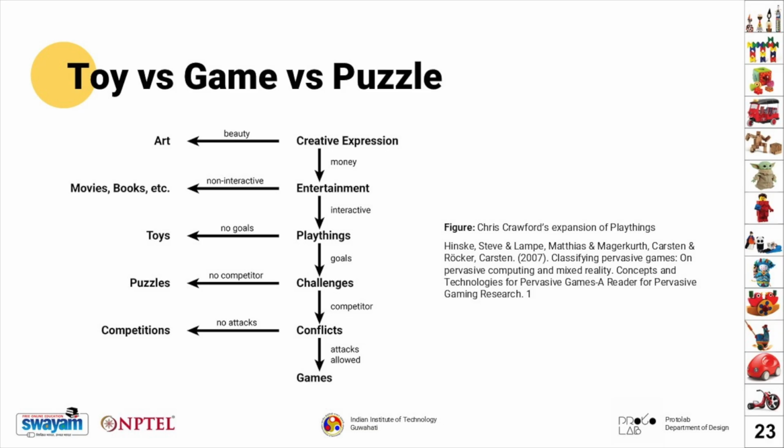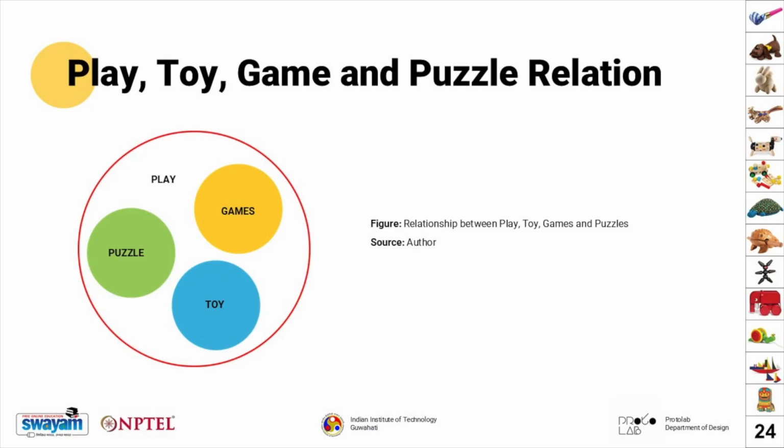Crawford's idea helps us see that the moment we add goals, rules, or opponents, we completely change the nature of play. Let's put all these into a simple, clear way of thinking. Play is experience. It can happen with or without objects. A toy is an object that invites open-ended play. No rules, no fixed goals, a lot of freedom.